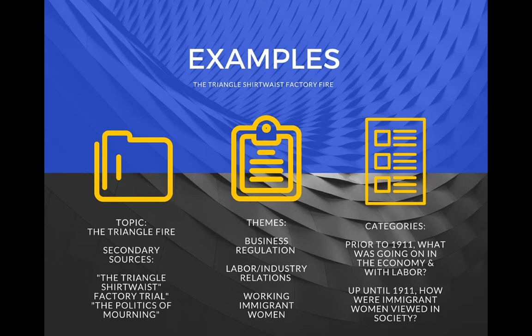Then she creates questions with her categories to help identify themes. In terms of the first 2 themes, she creates this question: prior to 1911, what was going on in the economy and with labor? That's to help her find patterns involving those things. She goes back and reads the sources again. Another question she develops is, up until 1911, how were immigrant women viewed in society? She may even adjust that later to say, how were working immigrant women viewed in society?